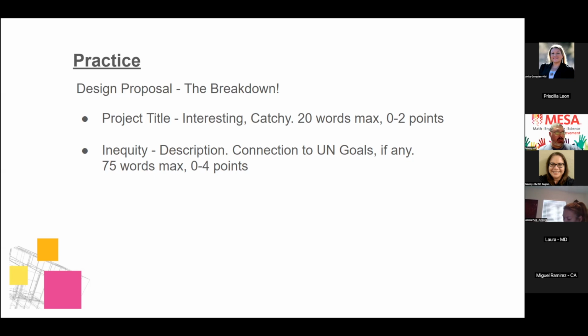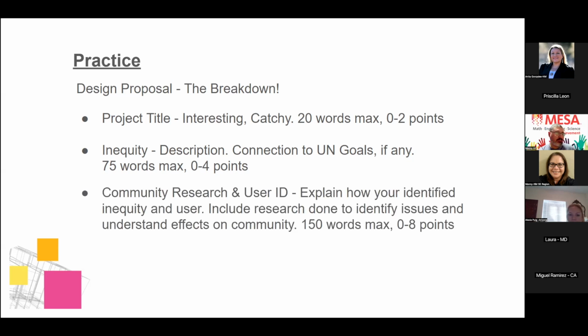So you're just going to put a description of the inequity itself, not necessarily a whole lot of supporting data, but just a good, clear description of what the inequity is, right? And if there are connections to the UN goals to give it that global perspective, you can include that in there as well. But if you've done this before, you'll notice that we actually shortened it a little bit. So we want students to be concise, right? You don't have to be wordy. You don't have to use all of the words, the word max. That's just kind of a guideline of, don't be too verbose. So 75 words max. And then that part is worth between 0 and 4 points when you look at the rubric. All right.